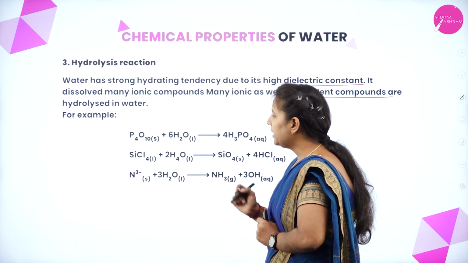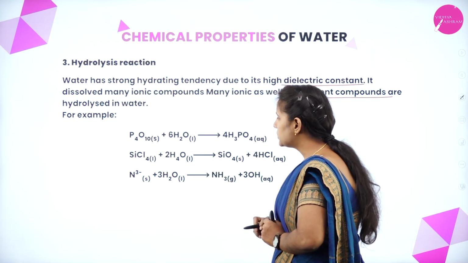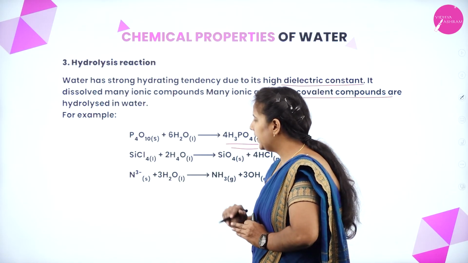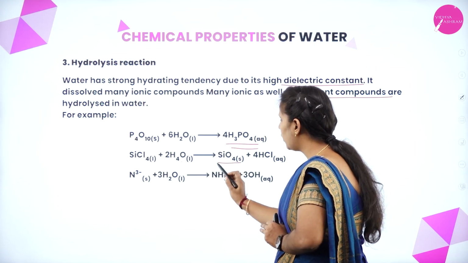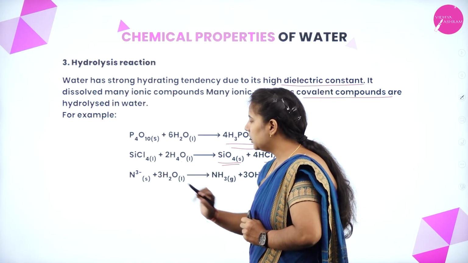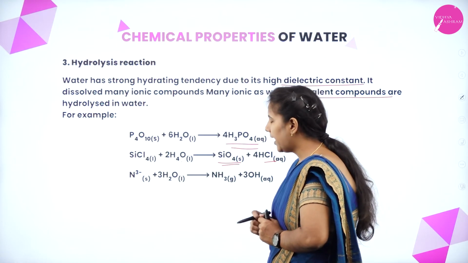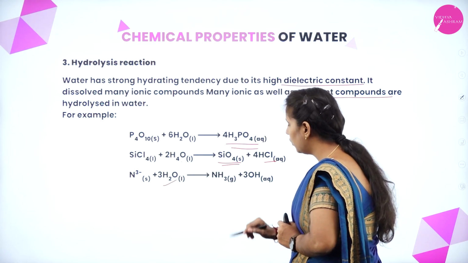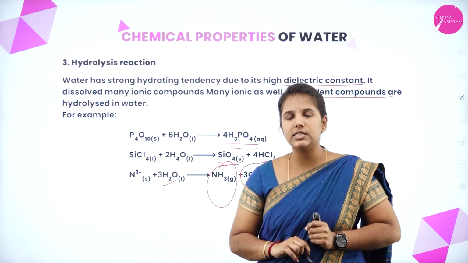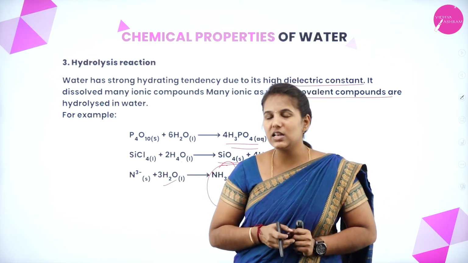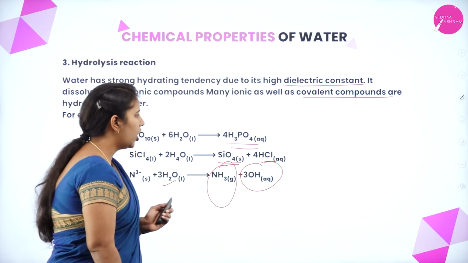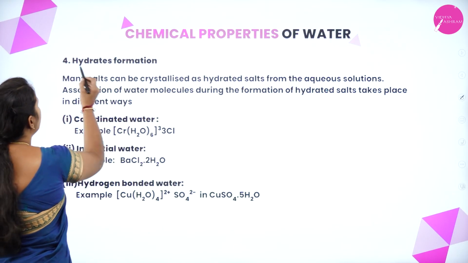So here I have P4O10 plus 6 water molecules giving rise to phosphoric acid. Similarly, silicon tetrachloride reacting with water molecules forms what? Silicon dioxide with the liberation of HCl gas. Similarly, nitride, which has 3 electrons, when allowed to react with the water molecule, forms ammonia with the formation of 3OH. This indicates that our water molecule can easily be used as a hydrolytic agent to hydrolyze covalent as well as ionic compounds.